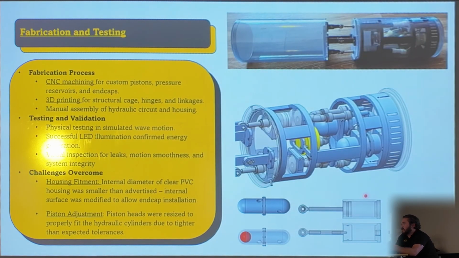For fabrication and testing, I had my custom parts CNC machined, which includes my custom pistons, pressure reservoirs, and custom end caps. You can see the pressure reservoirs here, the custom piston assembly, and then the end caps are here, here, here, here, and there. And I 3D printed the whole cage and the hinges.